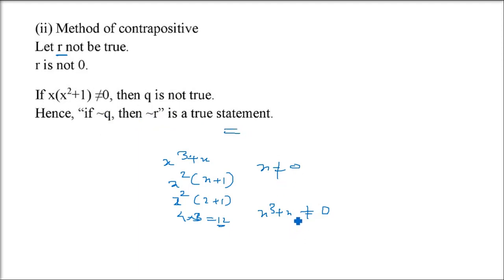So if not Q, then not R is a true statement. That means by the method of contrapositive, this is true. Now contradiction means you assume something and you contradict yourself. Let Q not be true, then not Q is true. That is, not Q implies R is also true. That is, Q and not R is true.